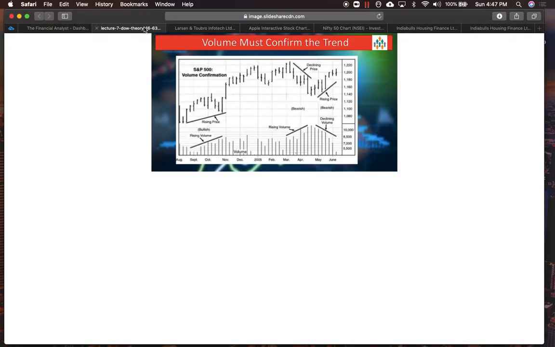So, if you want to go much deeper into this concept, just try to go through Dow theory. Principle number 5, volume must confirm the trend. So that's it for now. I'll be making much more videos like that.